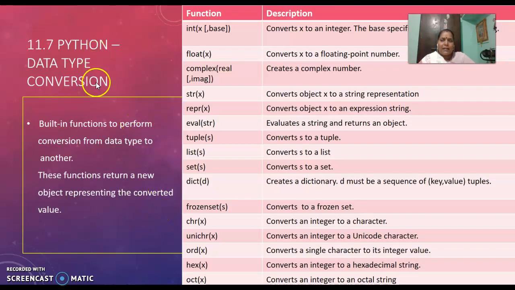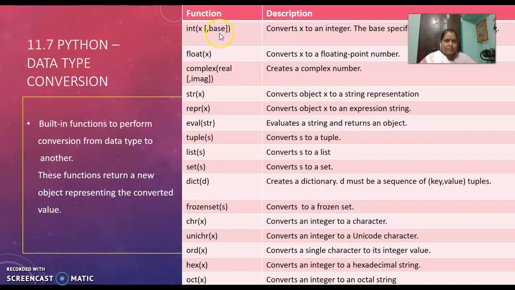Then Python data type conversion. Even though Python supports 6 different data types, we are able to convert from one data type to another. There are many built-in functions available to perform conversion from one data type to another. These functions return a new object representing the converted data type.